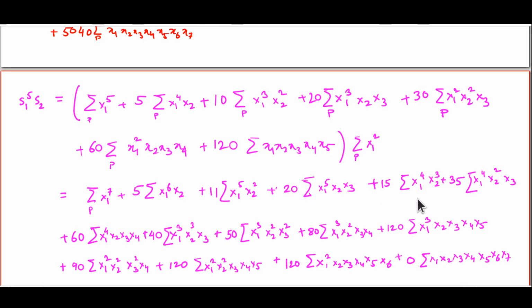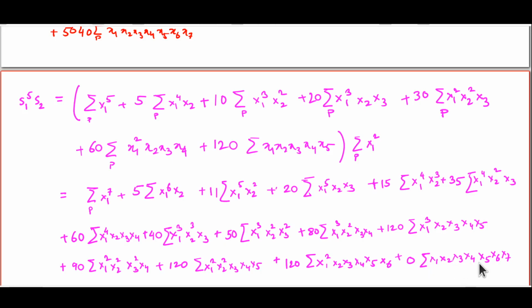x1 to the 4 x2 cube can be obtained from x1 square x2 cube, which you can't see here directly, but that's actually there in one of the permutations of this term. So that gives you a 10. And the other term, of course, is x1 to the 4 x2 times x2 square, and x1 to the 4 x2 is here with a factor of 5. So now you have a coefficient of 15 in all. Proceeding in this manner, you can calculate the entire expression rather easily.